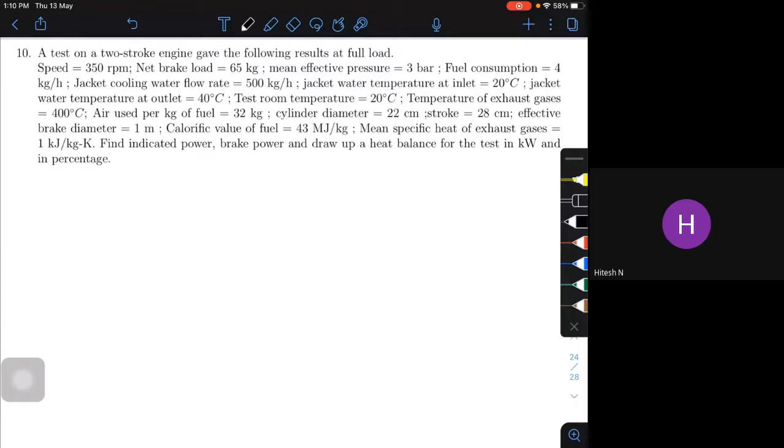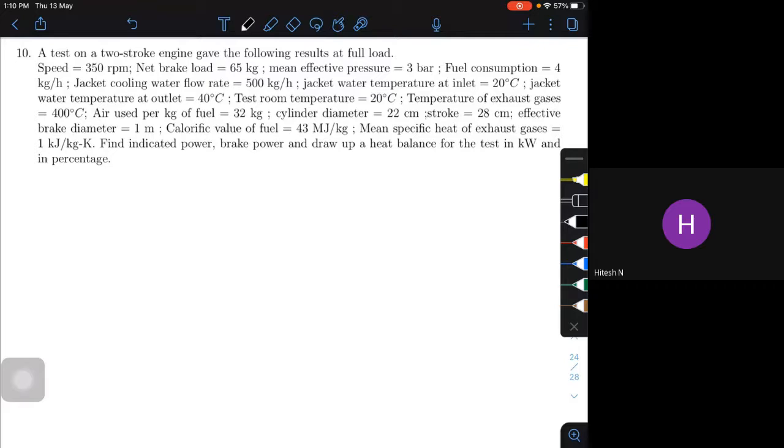A test on a two-stroke engine gave the following results at full load. Speed 350 rpm, net brake load 65 kg, mean effective pressure 3 bar, and fuel consumption 4 kg per hour. Jacket cooling water flow rate is 500 kg per hour. Jacket water temperature at inlet is 20 degrees Celsius, and at outlet is 40 degrees Celsius.